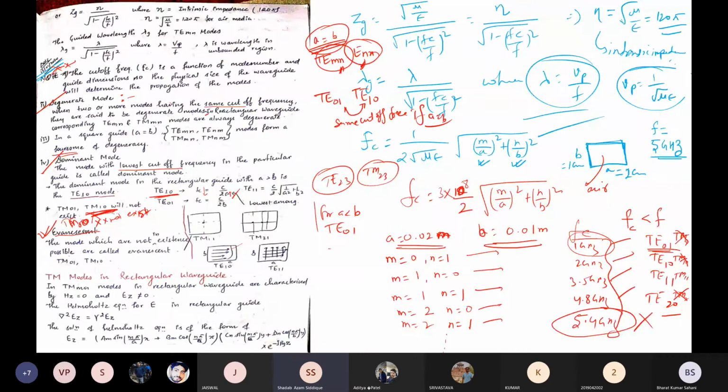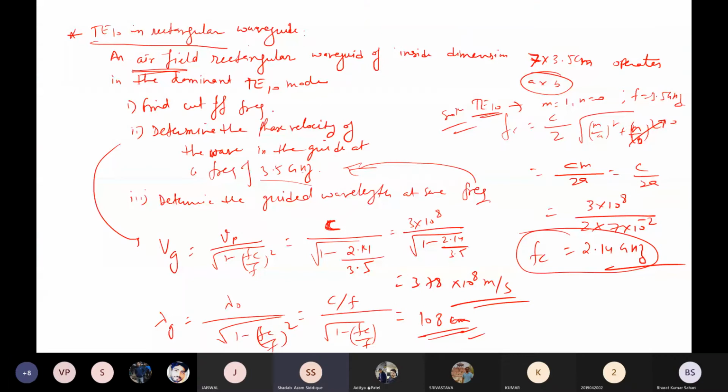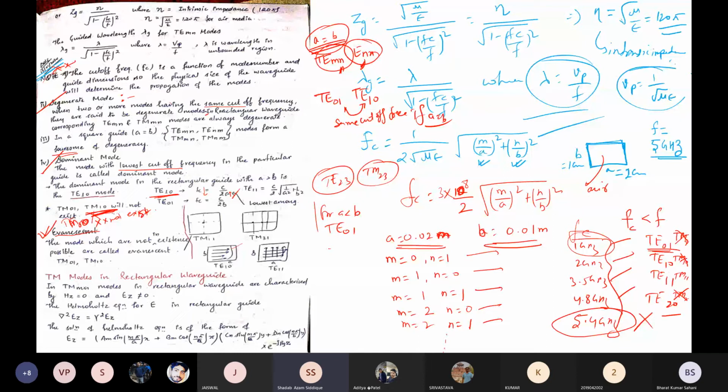We have taken the dominant mode, TE10 mode, and one example of that, and we solved that problem. So you should remember these formulas to understand the problems. We also went through a few definitions like degenerate mode, dominant mode, and evanescent mode, and the different modes and how they can be represented in the rectangular waveguide.